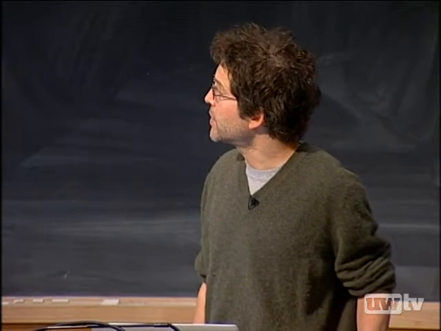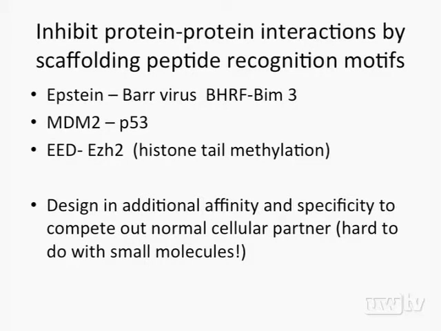So this basic technique of scaffolding a peptide motif can be applied to many types of interactions that aren't necessarily between antibodies and antigens. And I'm going to give you three examples. One is the Epstein-Barr virus binding to BIM3. The second is MDM2 bound to P53. And the third is an interaction that's important in chromatin repression by methylation. And in all three cases, the question was, could we design proteins which would outcompete these interactions? Either this is a pathogen-host interaction or just an interaction between host proteins. And this is, again, something which is hard to do with small molecules. We're trying to compete out naturally occurring protein interactions.